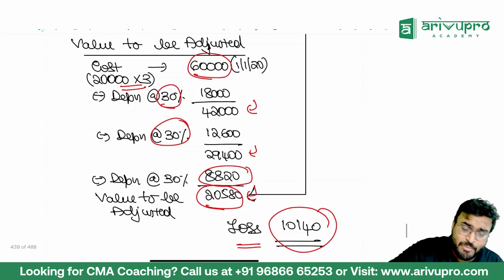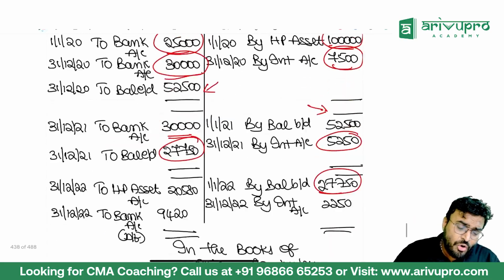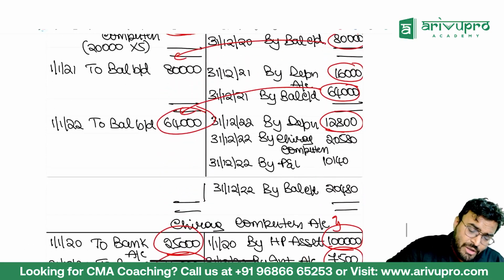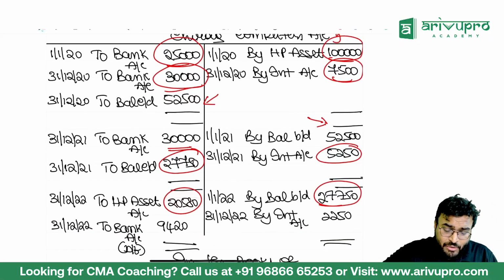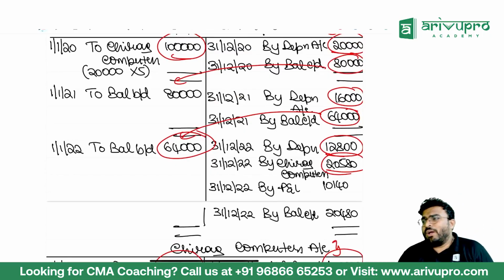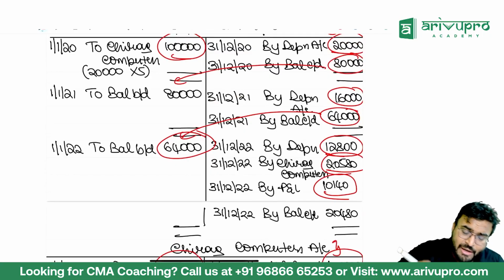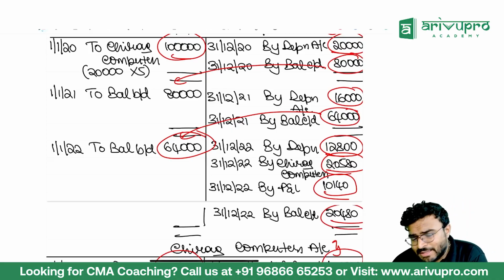When 10,140 is the loss, first you adjust this amount. Go to the asset account, right? Hire seller account debited to asset account. Adjusted. Now the loss should be debited to P&L, so P&L account debited to asset account. Then finally, whatever balance is left is carried down. This is your balance carried down.